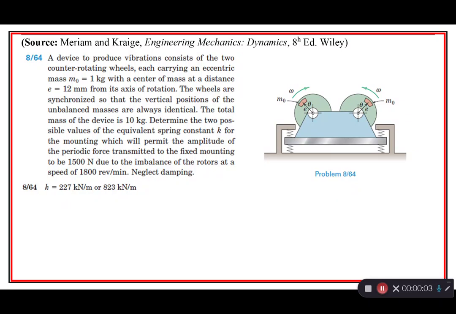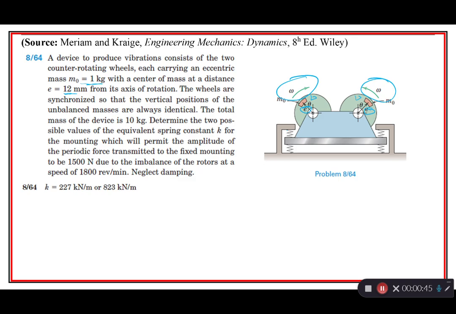All right, so here is a device to produce vibrations. It consists of two counter-rotating wheels with offset. Each has a mass of 1 kilogram, and it's offset by a distance of 12 millimeters. The wheels are synchronized so that the vertical positions of the unbalanced masses are always identical, right? So they get to the top at the same time and so forth. So they're always in alignment, causing pretty much the same up and down motion. But you would double the amount of force that one would have done because there's two of them.